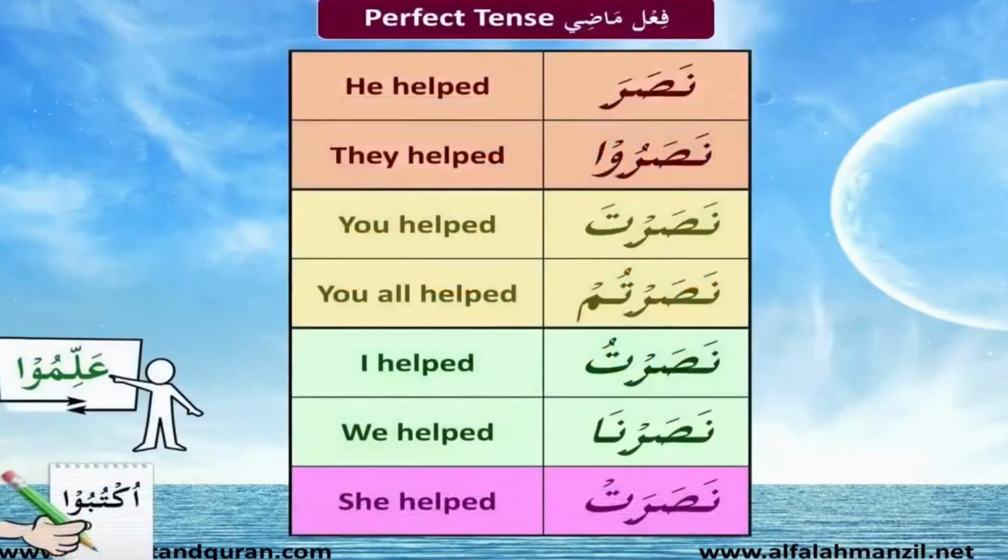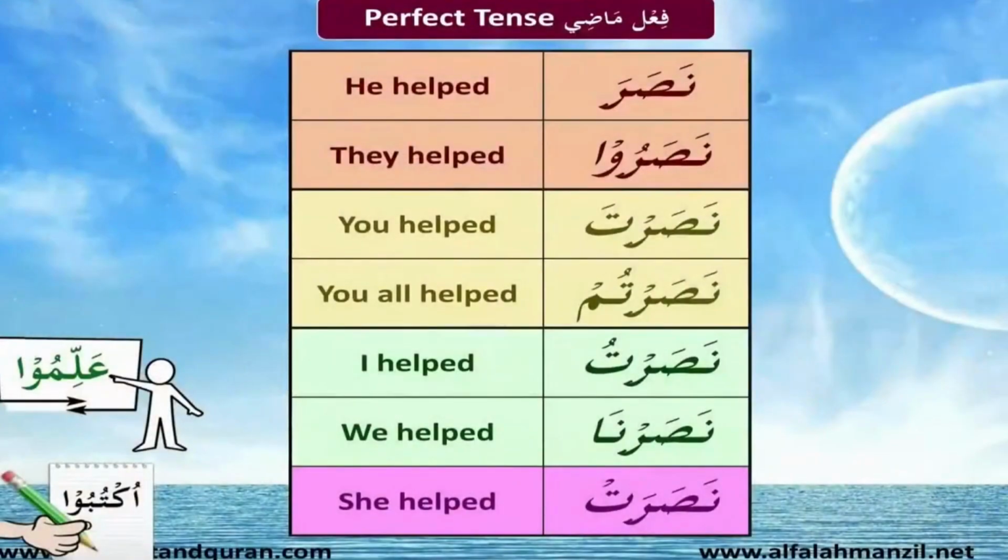I'm sure we can do this without any thinking. Nasara, nasaru, nasarta, nasartum, nasartu, nasarna, nasarat. He helped, they helped, you all helped, I helped, we helped, she helped. Got it?